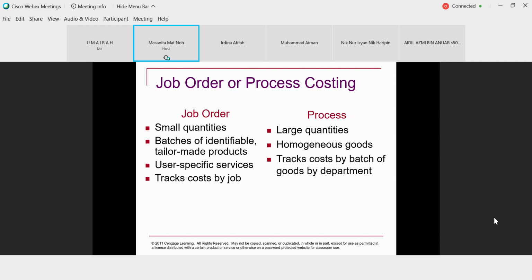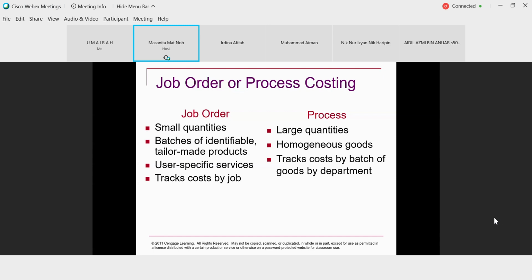Contoh apa? Contoh macam buku, for example, books. Apa lagi? Tupperware. Apa lagi? Apa benda yang you boleh produce banyak sekali? There are so many things kan. Any examples? Kalau saya tengah cuba fikir pergi kat supermarket ni, dalam supermarket boleh nampak apa? Okay, contoh kalau you nak produce liquid detergents, macam tu kan. Sama je, banyak sekali you boleh produce. Okay, so itu yang dimaksudkan sebagai proses costing.